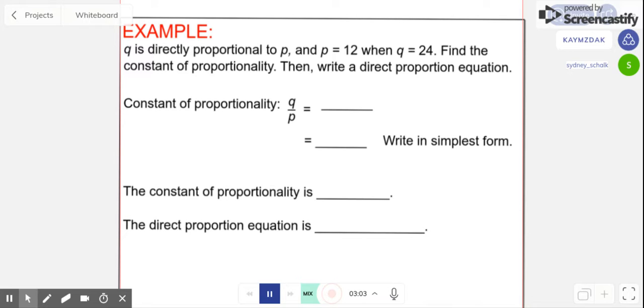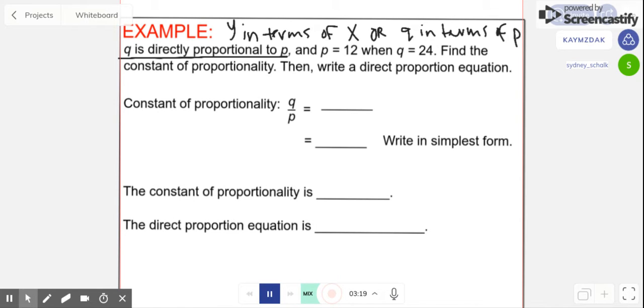So here, we're not using x and y anymore, but it does tell us that q is directly proportional to p. That's like writing q in terms of p, which would be like y in terms of x. So you can think of q as our output, or our y, and p as our x. Once again, q is going to go over p, like we would do y over x. So our q is 24, and our p is 12.